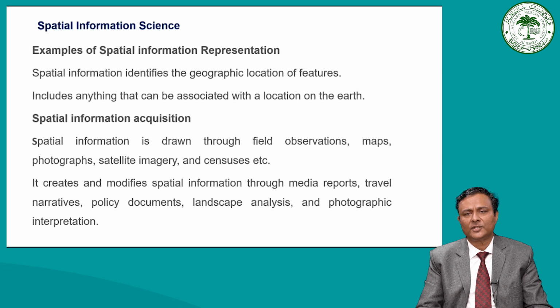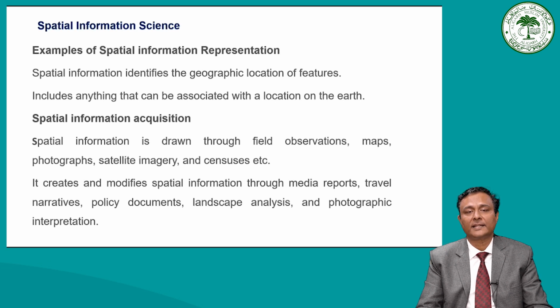What are the examples of spatial information? I would say spatial information identifies the geographic location of features. Again, I would repeat that it identifies the geographic location of features. It means a lot. This information includes anything that can be associated with a location on the earth, or more simply, anything that can be represented and linked to any location. For example, roads, rivers, or addresses, etc. These all are types of spatial data.